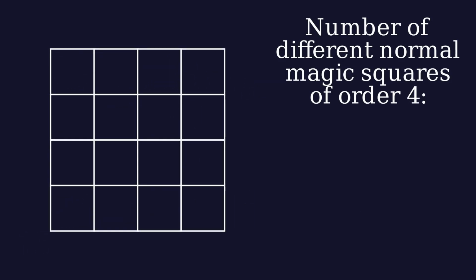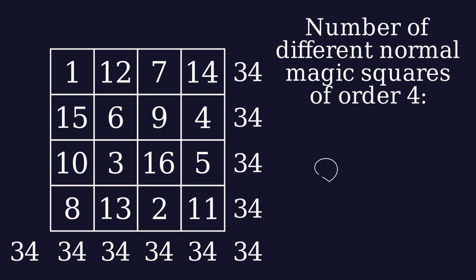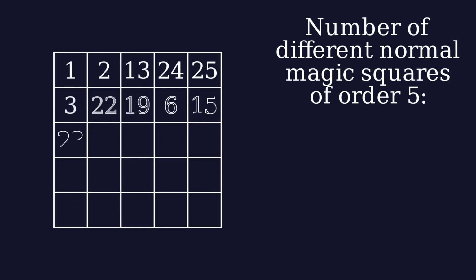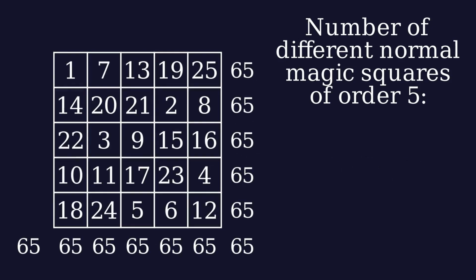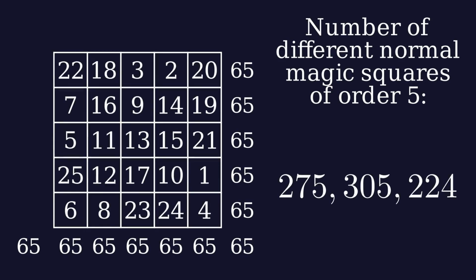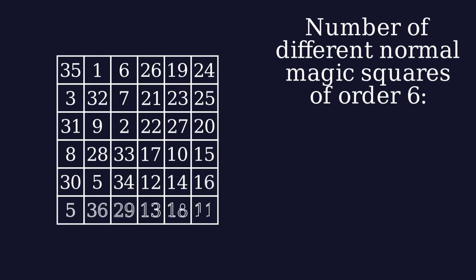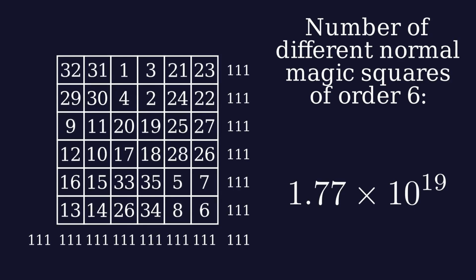Moving to a normal magic square of order 4. There are already 880 known ways to construct such a square. When it comes to a normal magic square of order 5, there are an extensive number of possibilities, specifically 275,305,224 ways to construct it. The precise number of ways to construct a normal magic square of order 6 is not yet known, but estimates suggest that it could be around 1.77 times 10 to the power of 19.